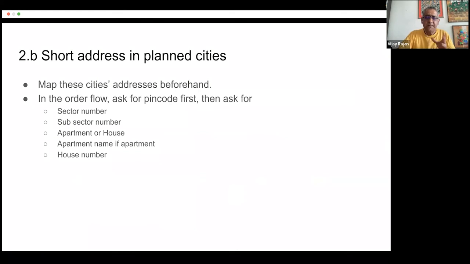And from past experience, well-planned cities tend to have very short addresses. So maybe you can ask for more details like, hey, sector number, apartment name, any landmark nearby. You can pop questions to the person placing the order one after the other to make sure that they enter the right kind of data.